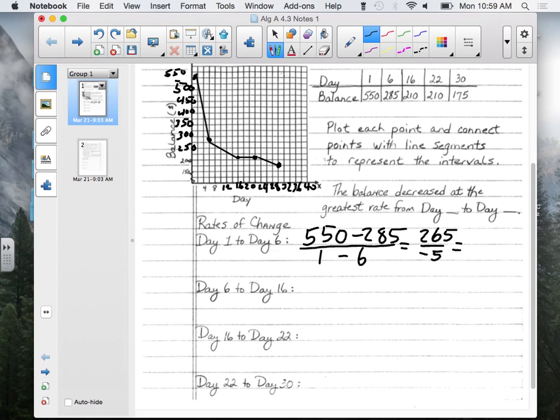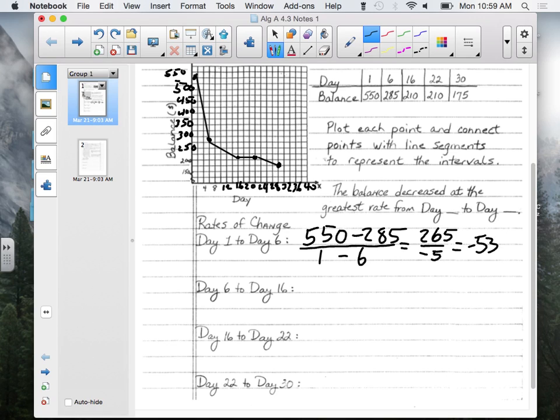Negative 50. All right, so we're comparing things, right? So what does that mean, 53? Did you say 53 or 2? I said negative 253, but I meant negative 53. Right.